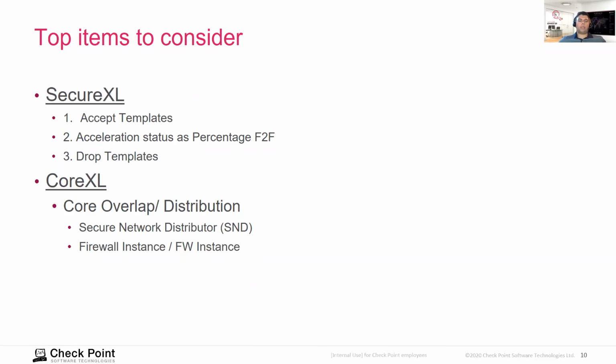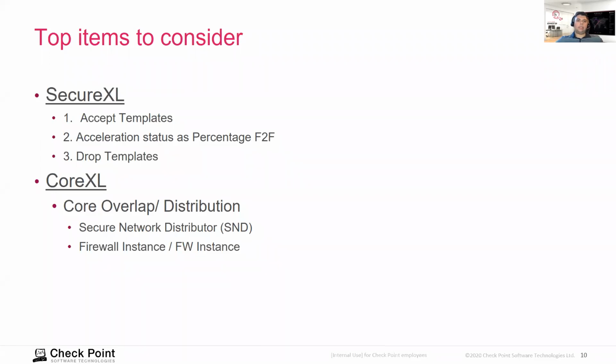The next item is CoreXL. So the two items it's going to be looking for is CoreXL overlap and distribution. The overlap is simply going to look for, is a core being shared by both the SND and a firewall instance? Well, the SND is going to be your secure network distributor. It's going to actually be handling the traffic for acceleration. It'll also be handling what's called a global database for which core gets what traffic type, and then some of the interrupts on the NIC.